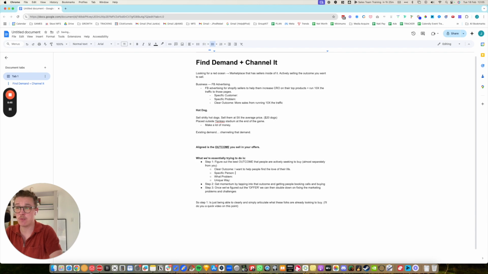I originally learned this framework from Cole Gordon. This was great for helping me to really articulate this with people. So clear outcome, okay, I want to help people find the love of their life. Specific person, well, actually, I don't just want to work with anybody. I don't want to work with stay-at-home moms, for example. I want to work with a richer market who can afford to pay me $5,000 or $10,000 in coaching. So I'm going to focus on high-achieving women, right?